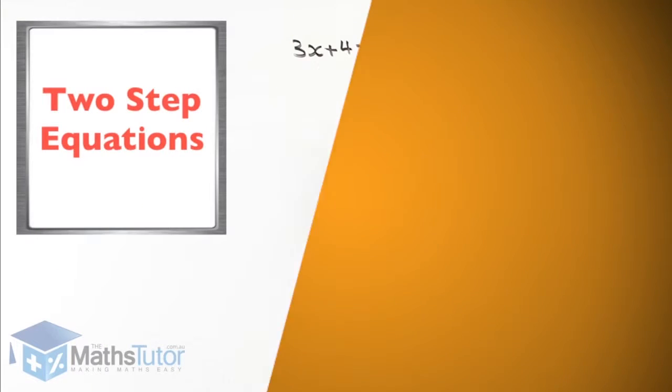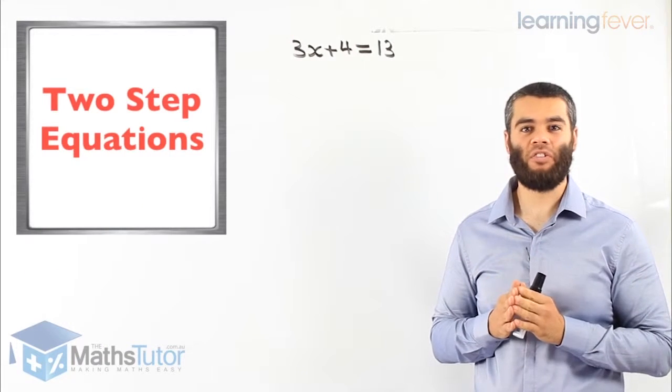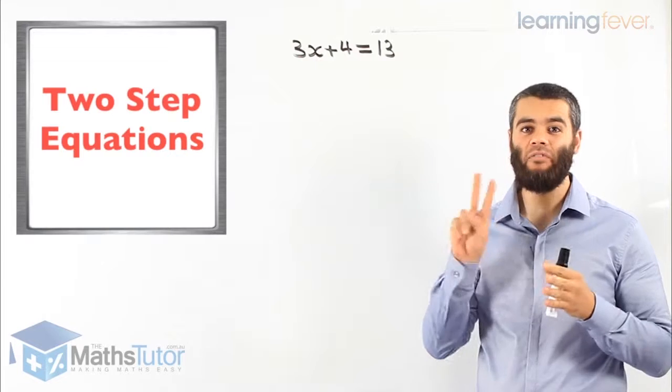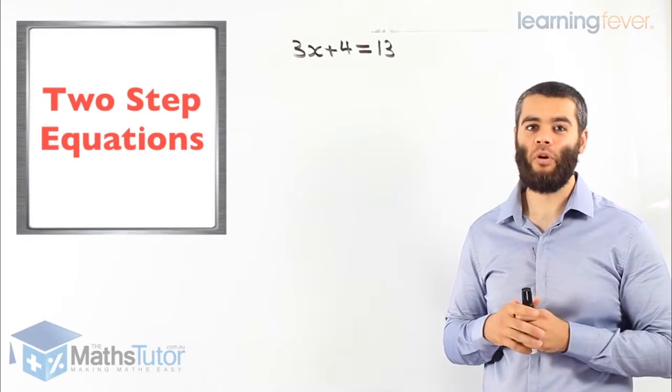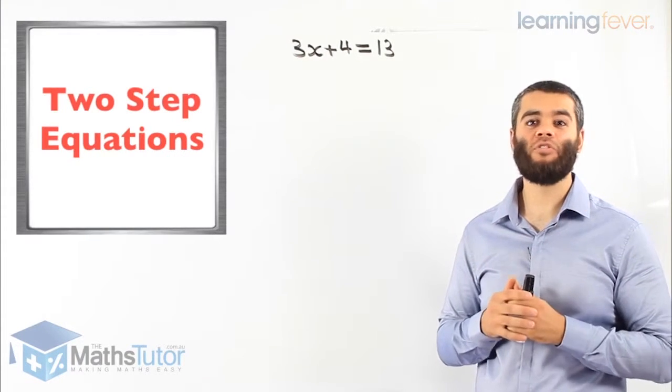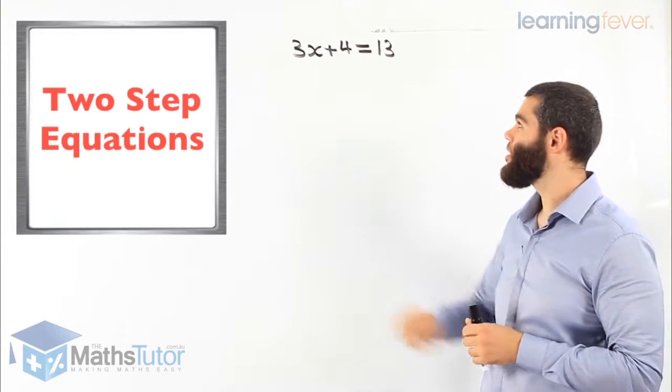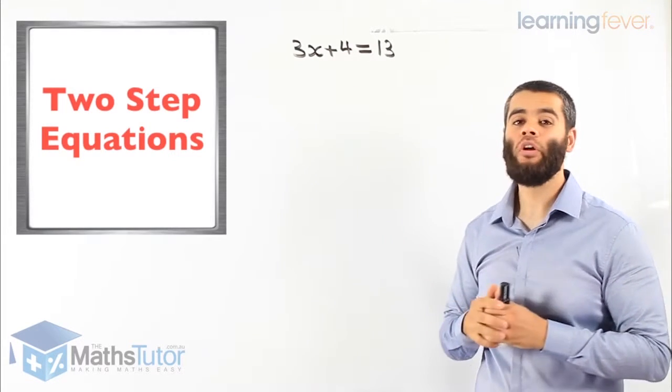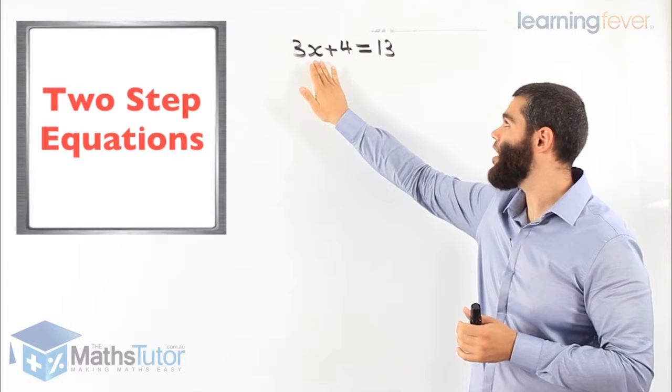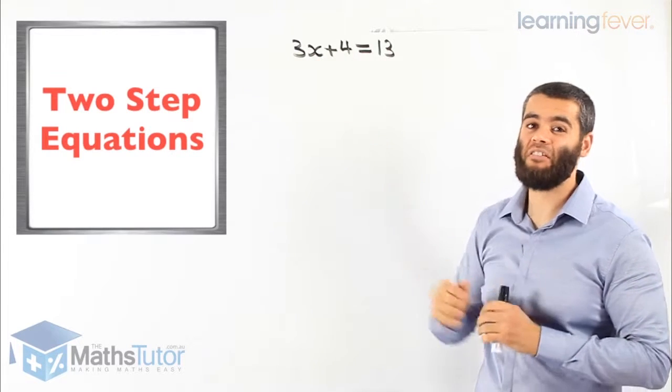Okay guys, we're now going to learn about two-step equations. Two-step meaning they have two steps. Well, what are we going to do? We know with equations we're trying to find the missing pronumeral. In here we have 3x plus 4 equals 13. We would like to find the missing pronumeral, in this case x.